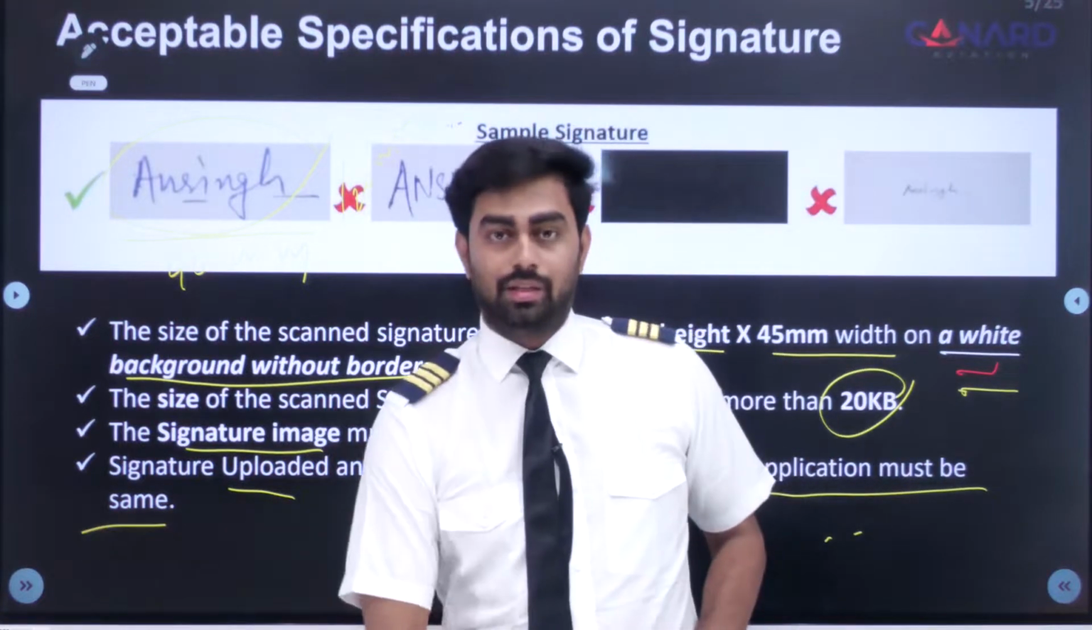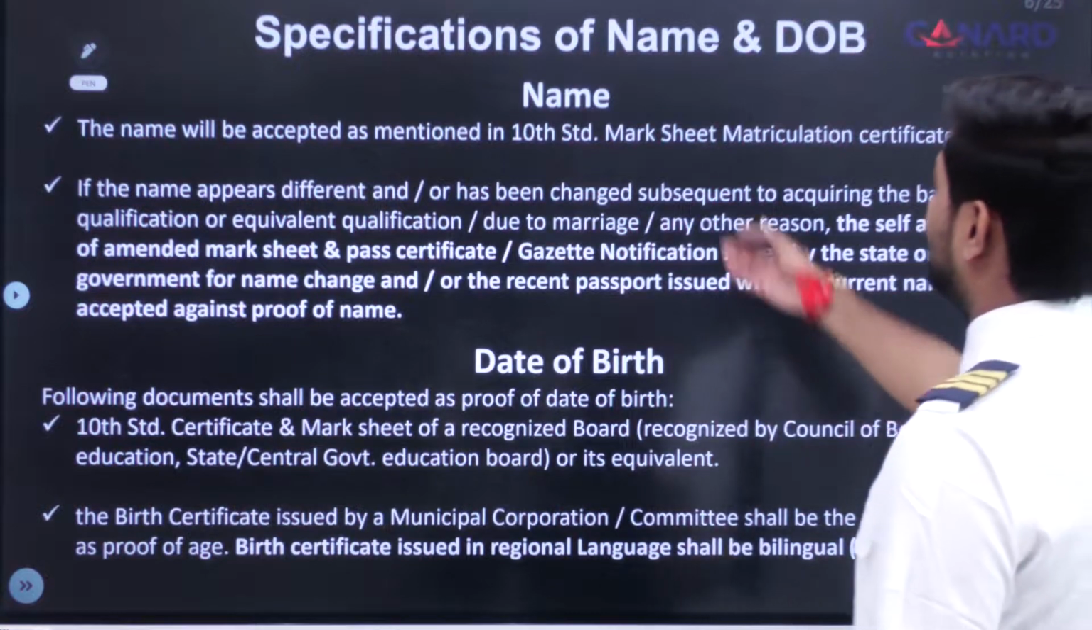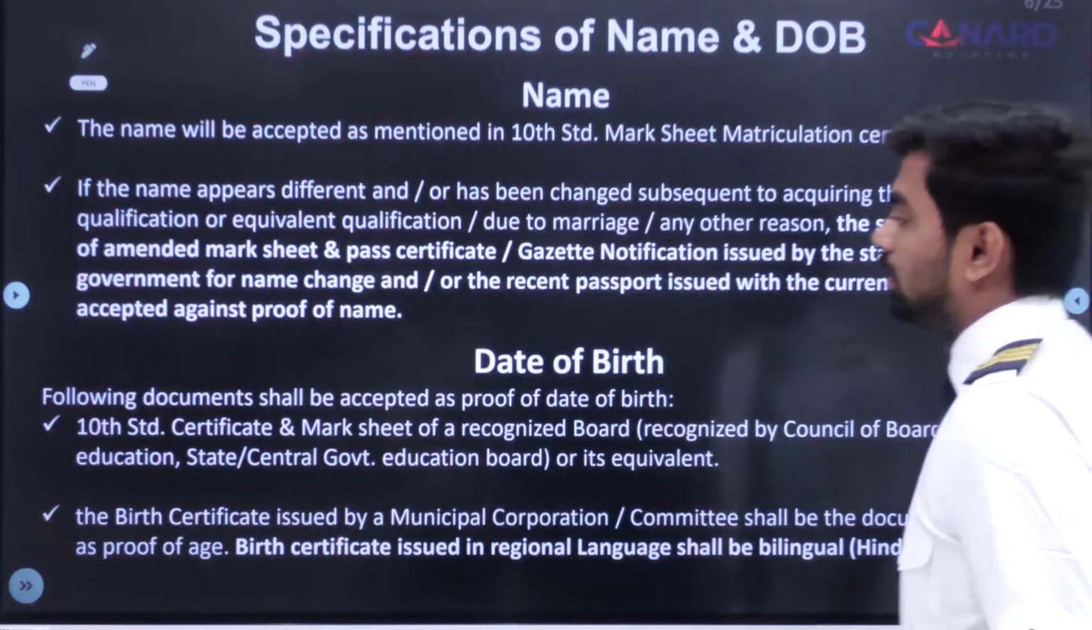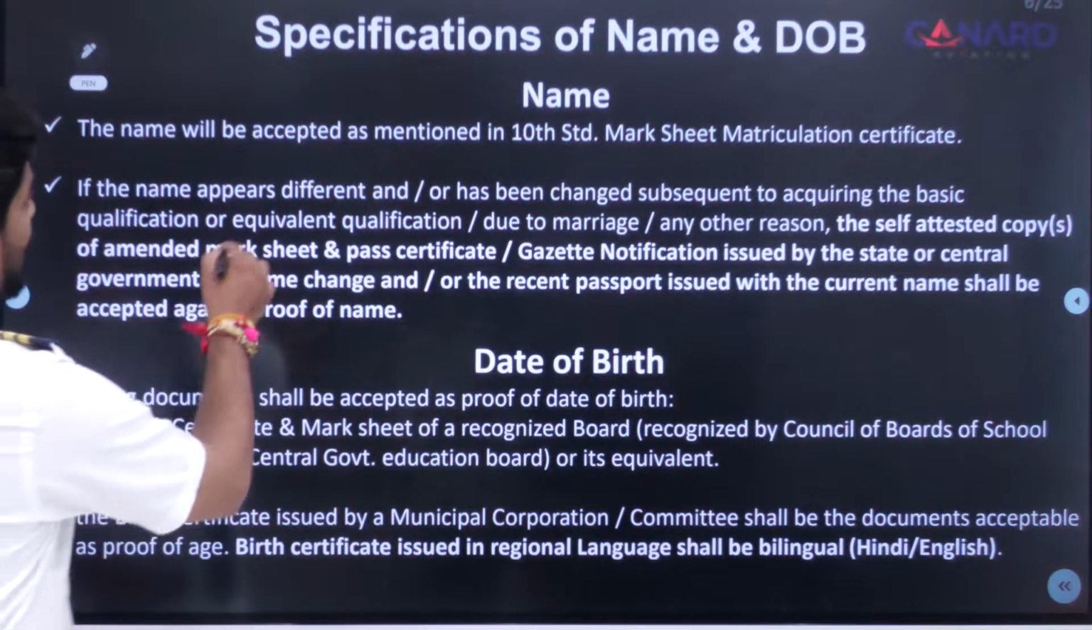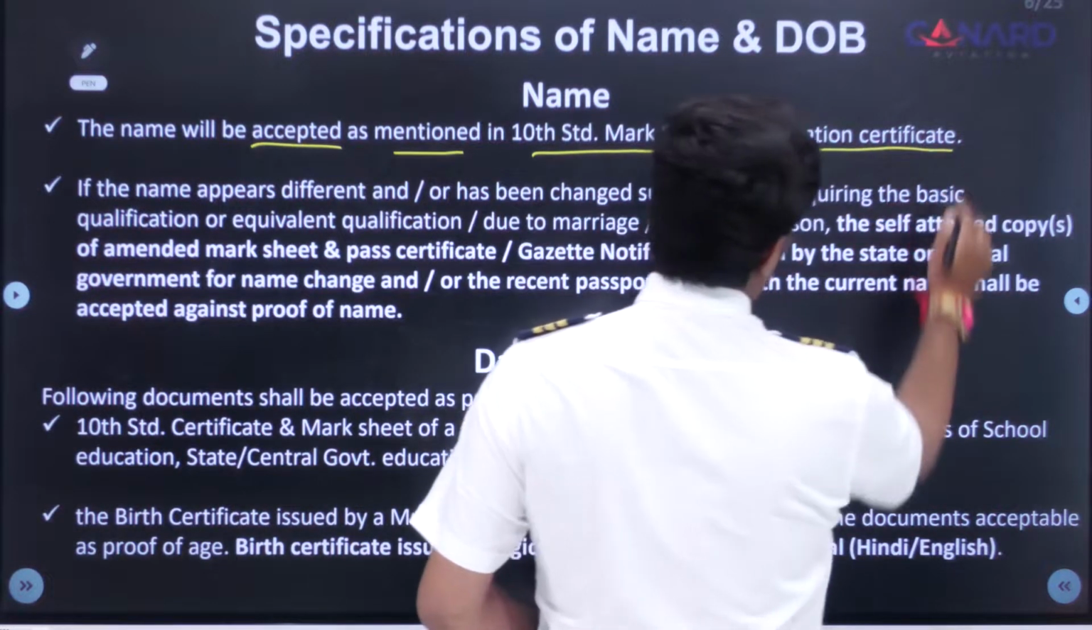This should not vary. Let's keep that in mind. Moving on to the next: specification of name and date of birth. Name: the name will be accepted as mentioned in the 10th standard mark sheet, the matriculation certificate.